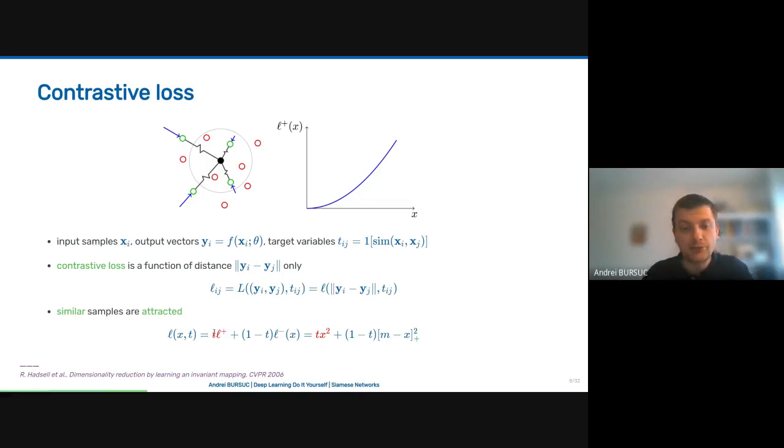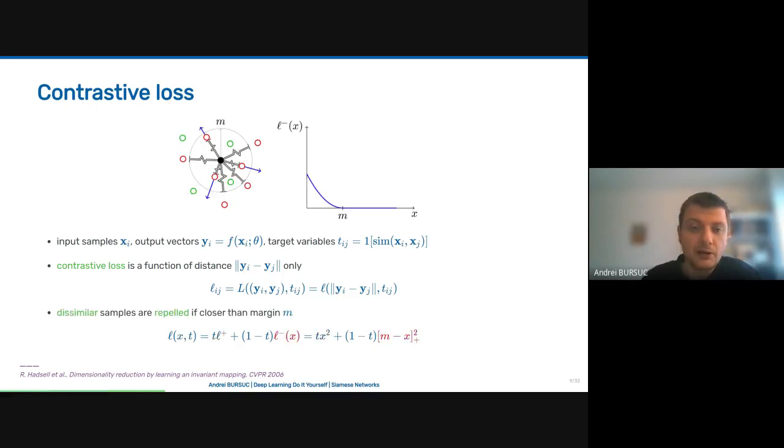As I said, we have two terms, two behaviors. I have a behavior for similar samples, so samples from the same class. Here I'm just having an L plus, which is the squared distance. So it's x squared. And this is the part that contributes to the loss. Conversely, when the two input samples in the Siamese network do not come from the same class, we call it a negative pair. Here we try to repel as much as possible. So here we are trying to push these red samples as far as possible from my current sample, the dark dot.